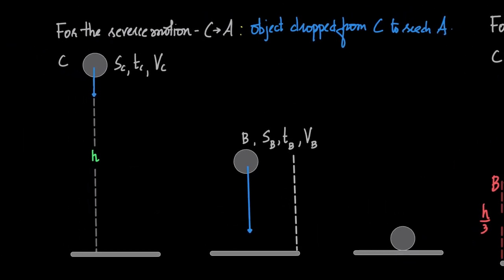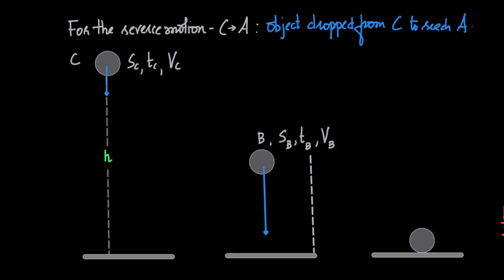Now coming to the reverse motion, what happens here? The direction of velocity is reversed, which means velocity is negative. If you're back now, right?